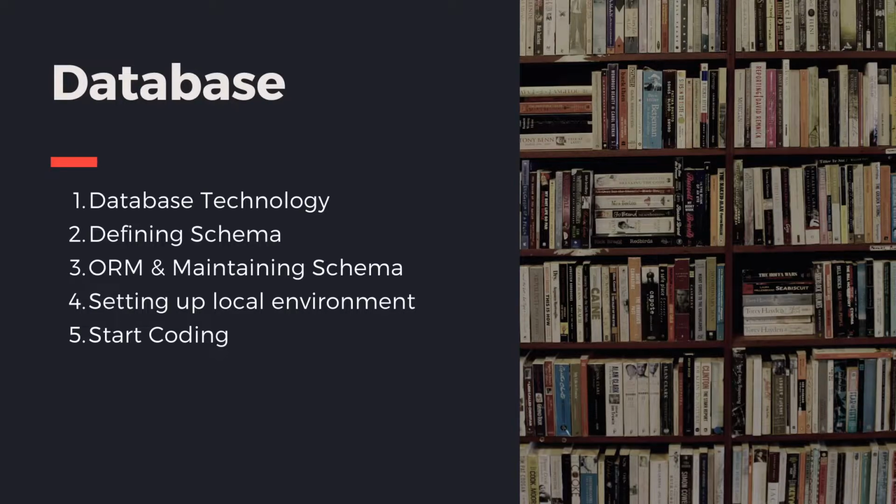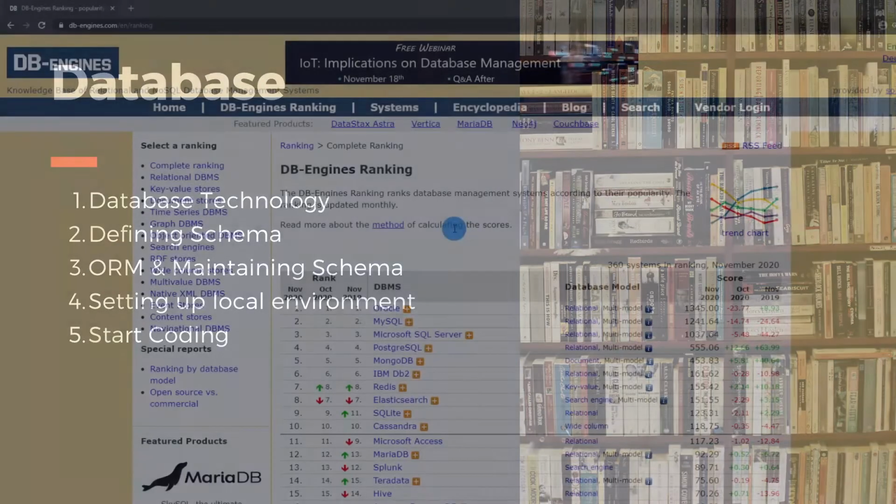With that, today's video is going to be focused on the database. We're going to first talk about the database technology that we're going to be using, defining out the schema of the recipe book, choosing an ORM, and how we'll be maintaining the database schema, setting up a local environment, and then we'll start coding and building out our data access code.